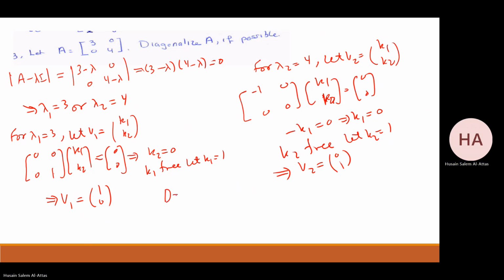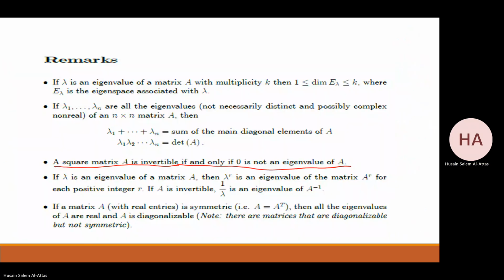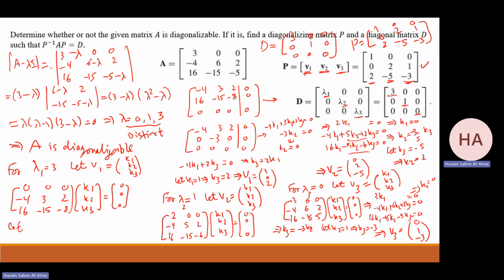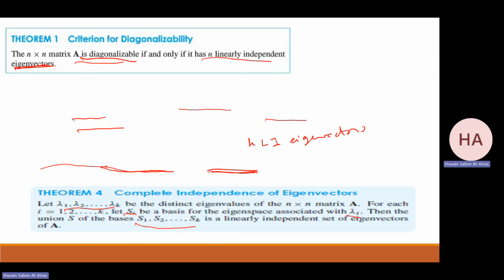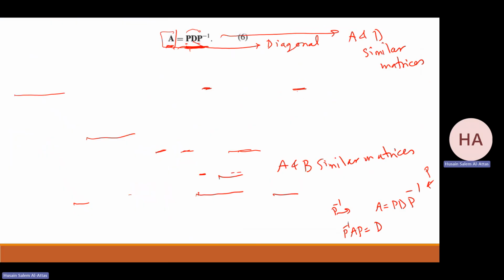Okay, so what is D? D is 3, 0, 0, 4. And what is P? P is 1, 0, 0, 1. What is this? This is the identity. So when you write it, actually, D is diagonal. Look at D. D is diagonal.